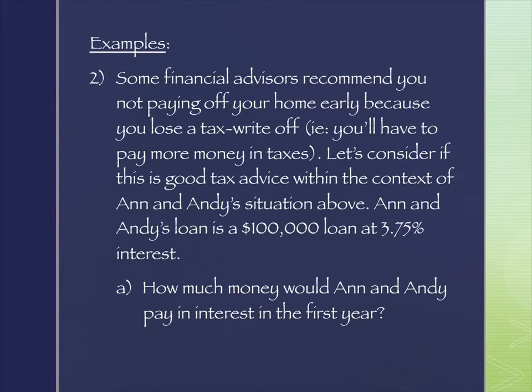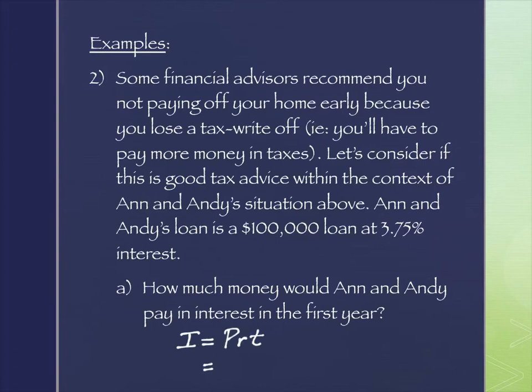So we're going to consider if this is good tax advice within the context of Ann and Andy's situation above. Ann and Andy's loan was a $100,000 loan at 3.75% interest. We already have those details. So how much money, approximately, would Ann and Andy pay in interest the first year? Well, y'all know how to find interest. How do we find it?